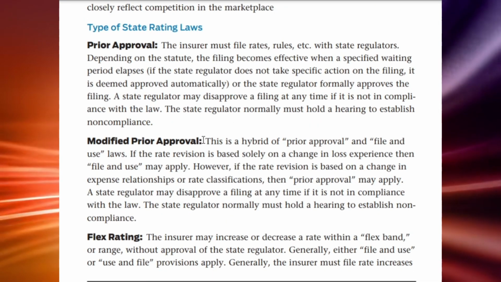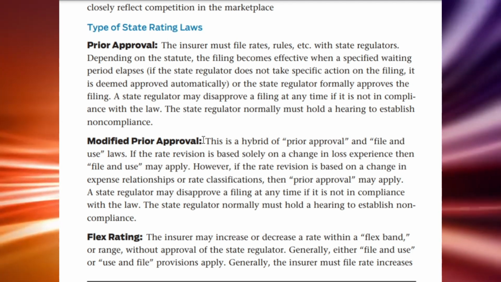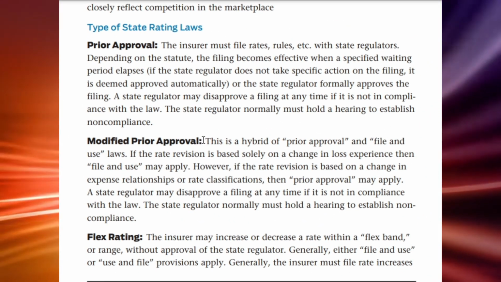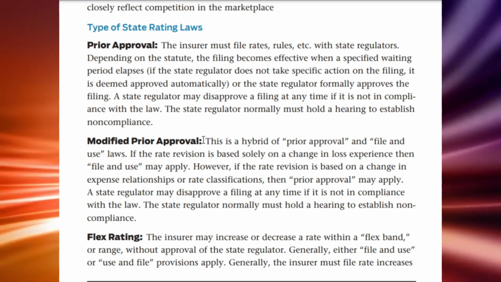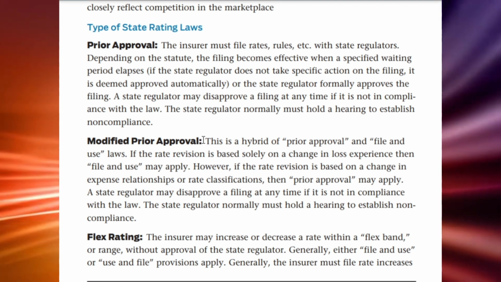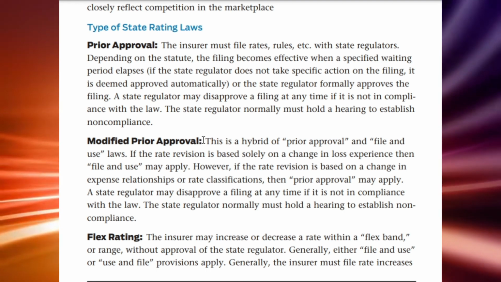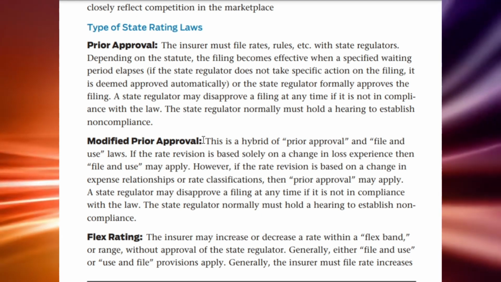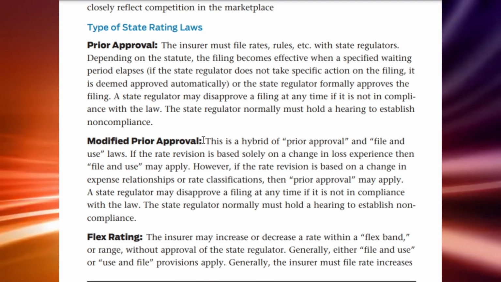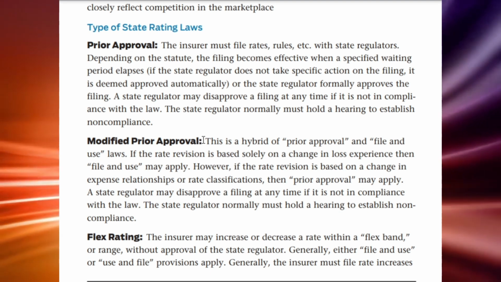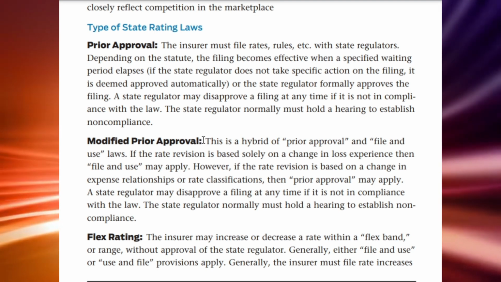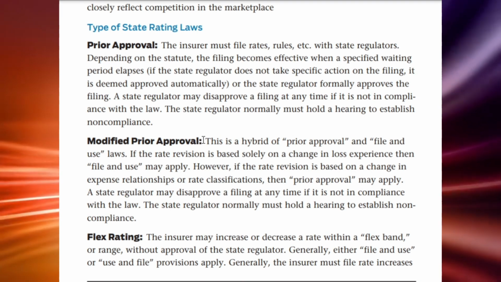Types of state rating laws. Prior approval. The insurer must file rates, rules, etc. with state regulators. Depending on the state, the filing becomes effective when a specified waiting period elapses. If the state regulator does not take specific action on the filing, it is deemed approved automatically, or the state regulator formally approves the filing. A state regulator may disapprove a filing at any time if it is not in compliance with the law. The state regulator normally must hold a hearing to establish non-compliance.